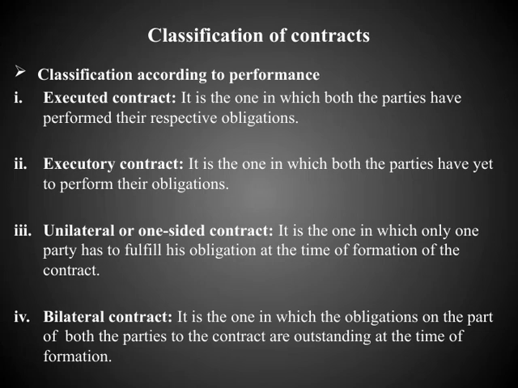Now let's look at how contracts can be classified based on performance. First, we have executed contracts. These are agreements where both parties have already fulfilled their respective obligations. For example, when you buy something and you've already paid, and the seller has handed over the goods, that's an executed contract.